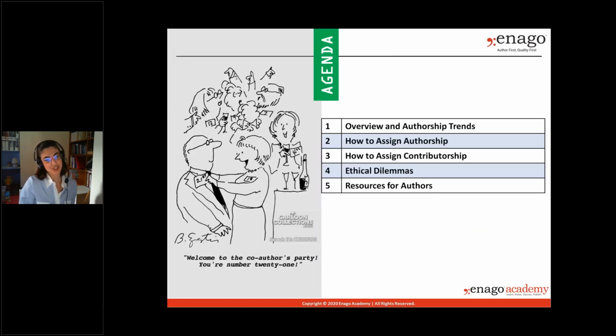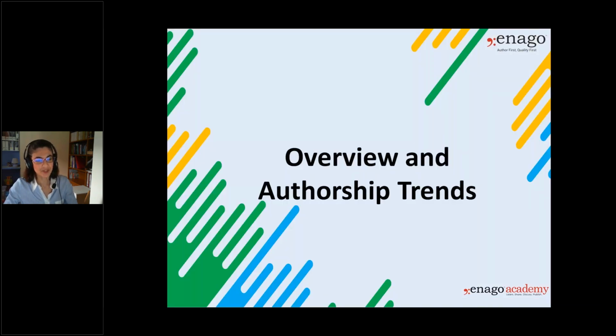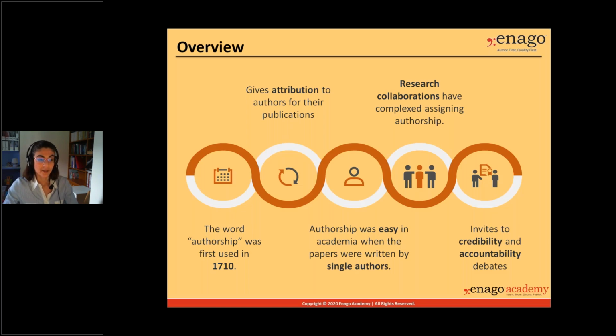The overview, today's agenda, will be, first of all, some information on authorship trends, how to assign authorship, how to assign contributorship, ethical dilemmas, and resources available to authors. First of all, let's start with an overview of authorship trends at the moment. The word authorship was first used in 1710. It's a way to give attribution to authors for their publication.